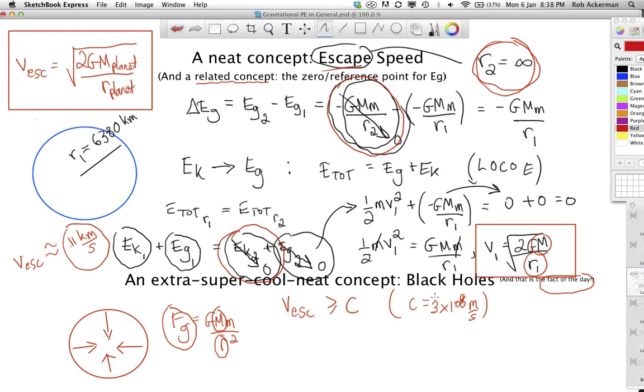Well, there's other interesting things that would happen. Never mind you not being able to escape from it, but light itself, which travels at, of course, the speed of light, wouldn't be able to escape. So you'd be dealing with a region of space where the escape speed was equal to or greater than the speed of light, and therefore no light would escape. It would be, well, in the words of astronomers, black, and therefore the term black hole. And this is the fact of the day, the idea that a black hole is a region of space where the escape speed is greater than or equal to the speed of light.